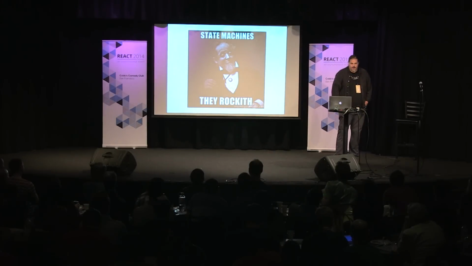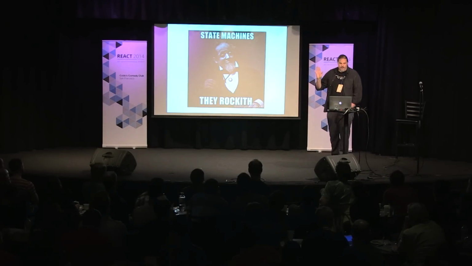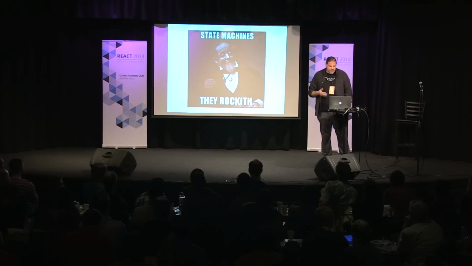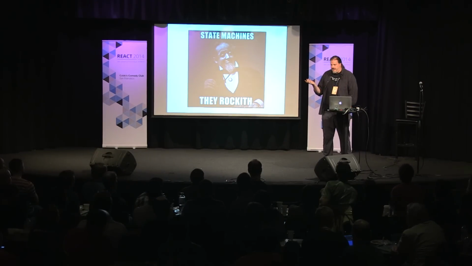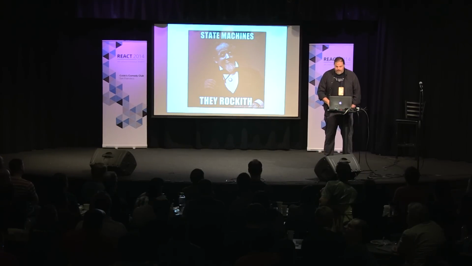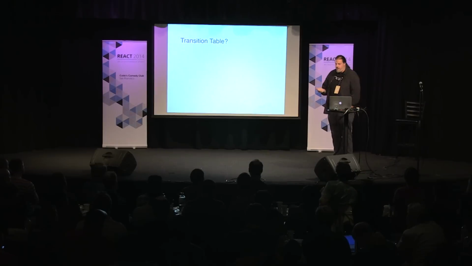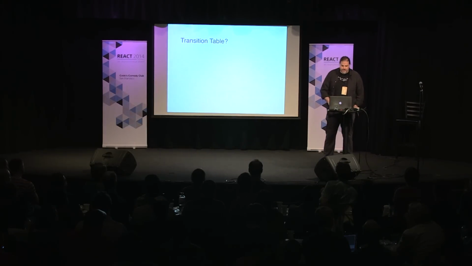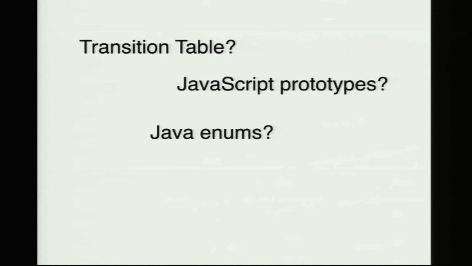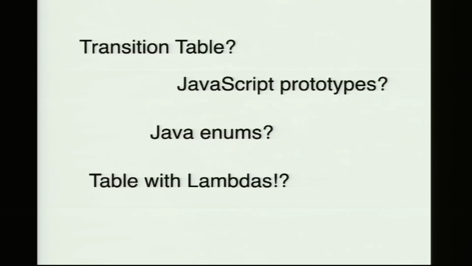State machines actually rock. Okay, so I'm an old hardware engineer. I started out as a hardware engineer in VLSI design, and so I'm very used to state machines, and I really like them because I'm weird. And so they actually have a lot of really cool properties. So I don't care how you implement state machines in software. Transition tables, Java enums, JavaScript prototypes, and these are all things that I've done at some point or another. And table with lambdas. Well, okay, not the last one. But you can do a lot of different things with them, and you can implement them a lot of different ways.